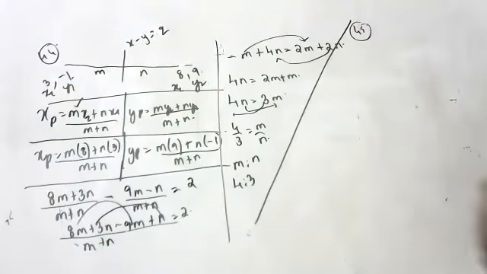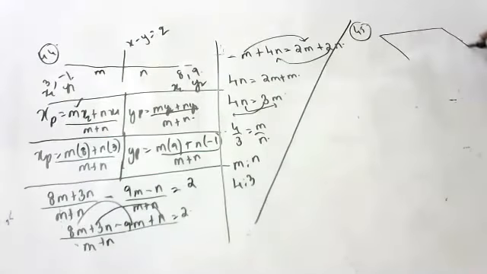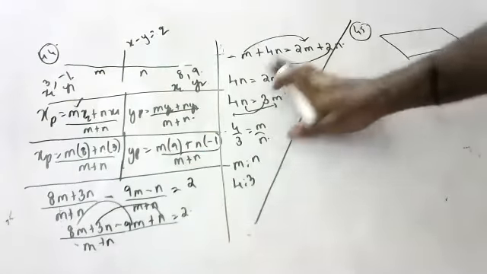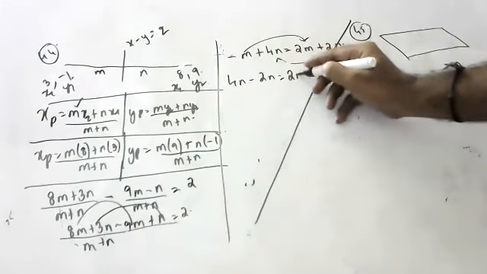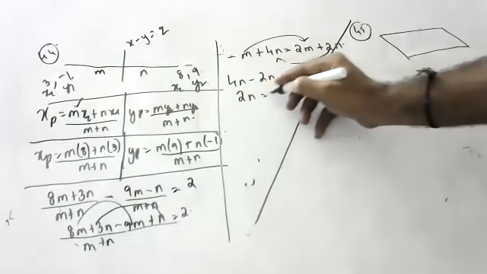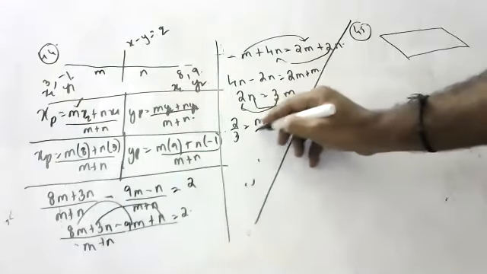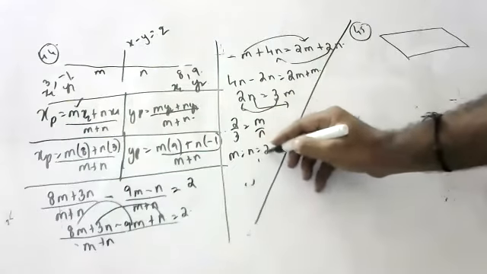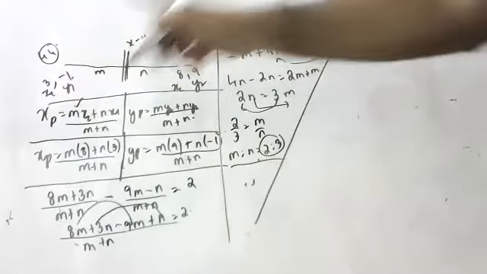Next question, the 45th question. 3 vertices of a parallelogram, find the 4th vertex. 4n minus 2n is equal to 2m plus m. 2n is equal to 3m. n will come down, 3 will go here. 2 by 3 is equal to m by n. So m is to n is equal to 2 is to 3, the ratio in which this line segment is dividing this line.